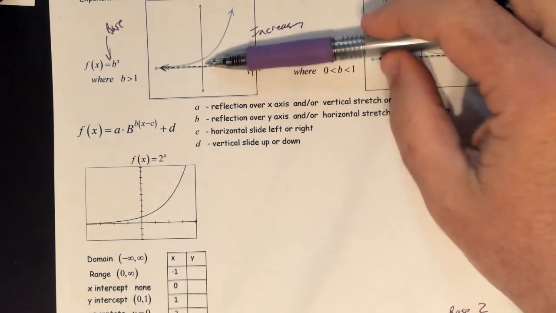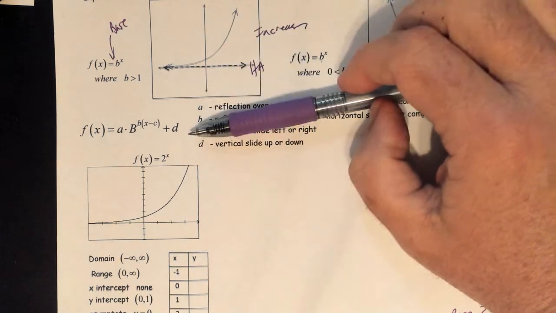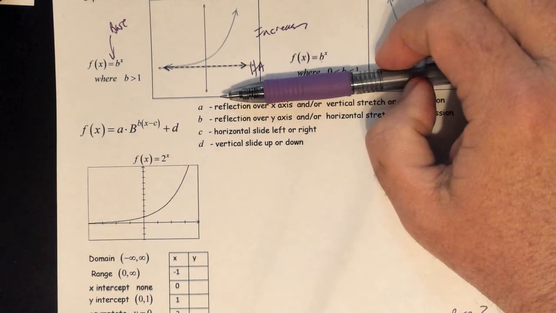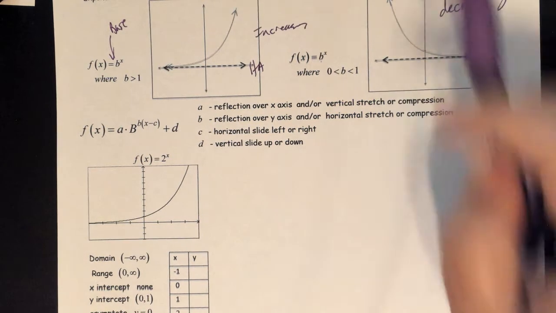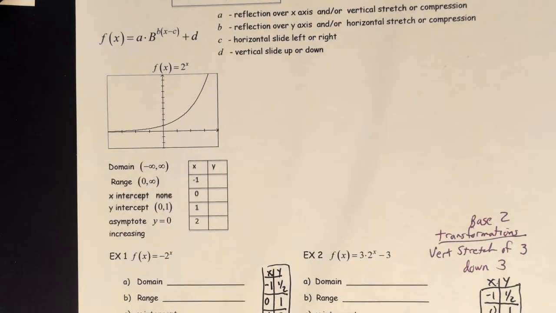Well, what's going to move the horizontal asymptote? Only an up and down move. So if I have a d value, our horizontal asymptote is going to move. Otherwise, it will not move. So let's talk about base 2 and how we would graph it. Here's an example of base 2.